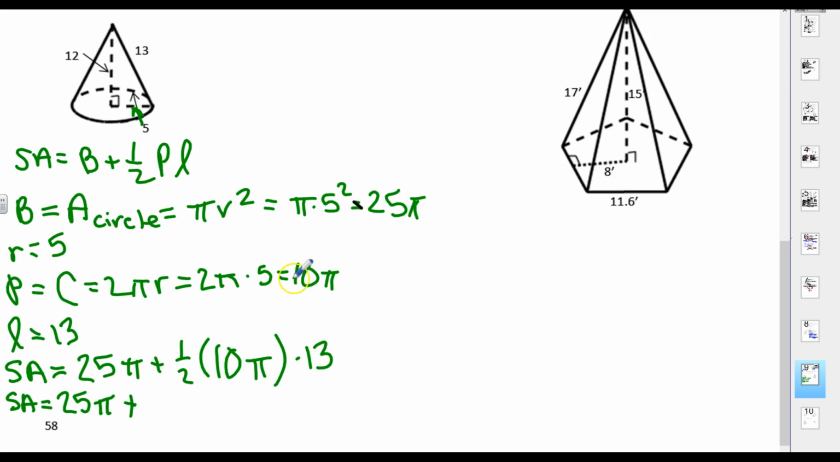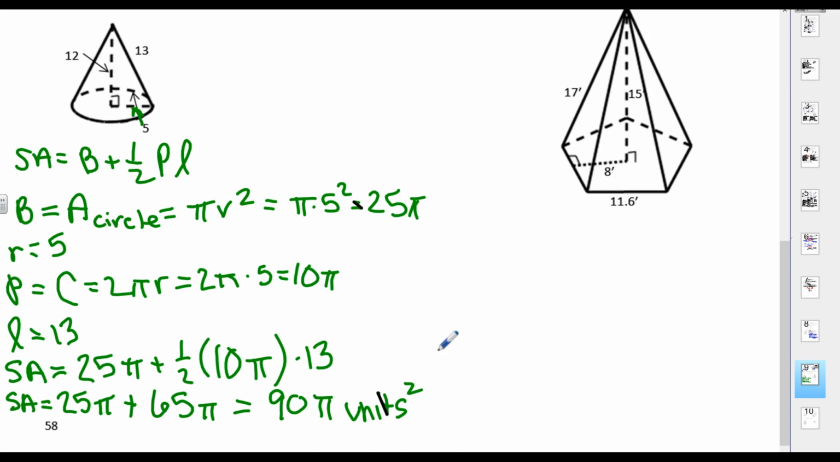5 times 13 is 65, which becomes 90 pi. I actually don't have any units listed, so I'm just going to call this units squared. And that's how we find the surface area of a cone.